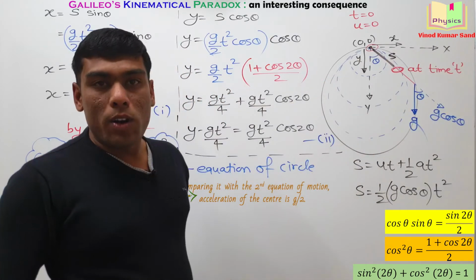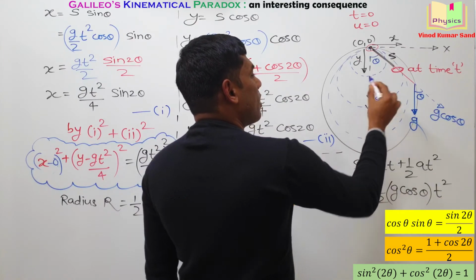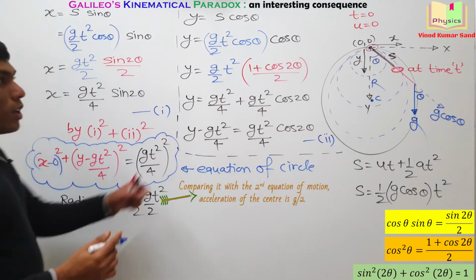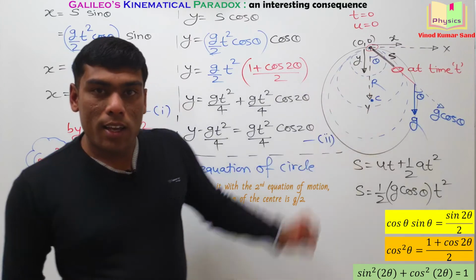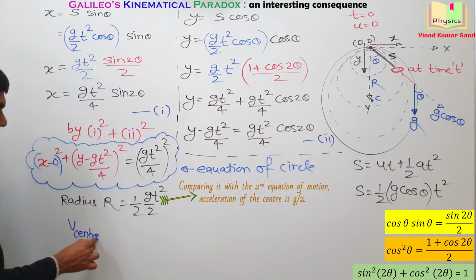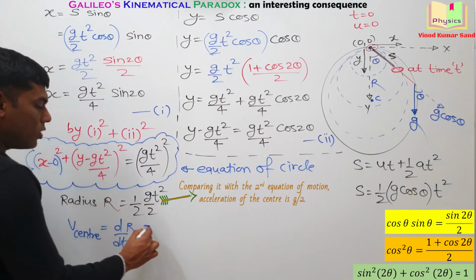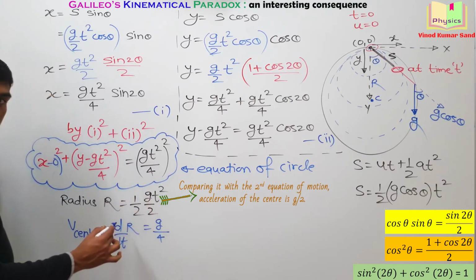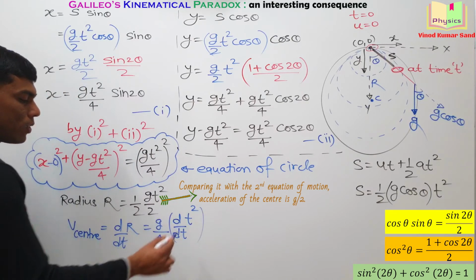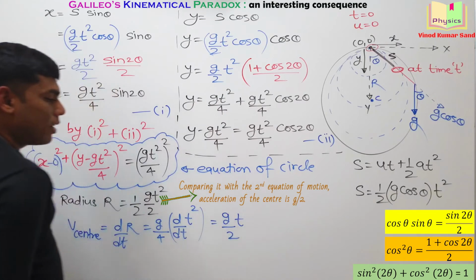So these circles will keep on expanding. Suppose at some moment the center of the circle is here, and up to here the distance we consider as r. So this r is actually continuously increasing. If you need the velocity of the center, then what you should do? d by dt of r. Here g by 4 was a constant, so I took it outside. We are left with d by dt of t square only. So the final result is g by 2 multiplied with t.